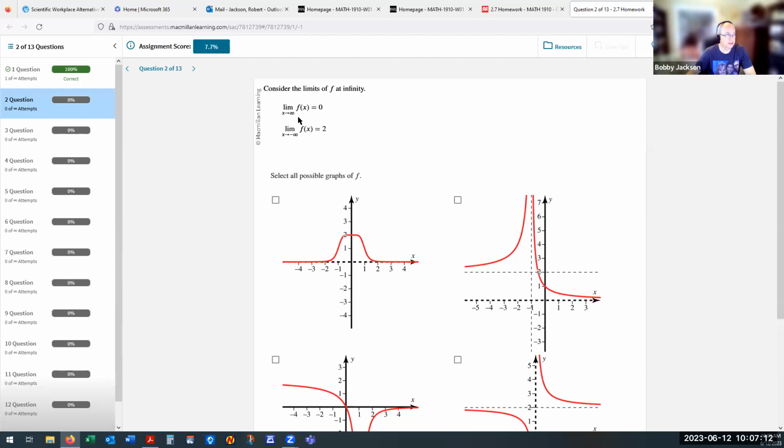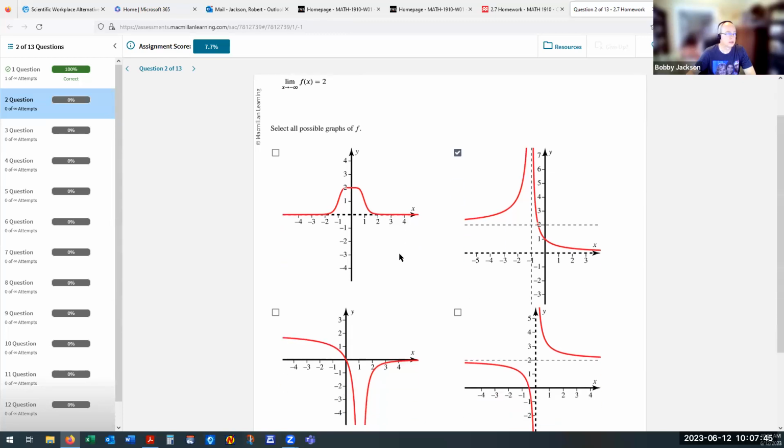So the limit as x goes to infinity is indeed 0. But as we go to negative infinity, we're also approaching 0, not 2. So this one would not be consistent with these 2 limits. This one, as x goes to infinity, it appears to be getting closer and closer to the x-axis, which would be y equals 0. So we do have that first limit. And as x goes to negative infinity, here we're getting closer and closer to this dashed line, which is at a height of 2, y equal 2. So this one certainly satisfies those 2 limits.